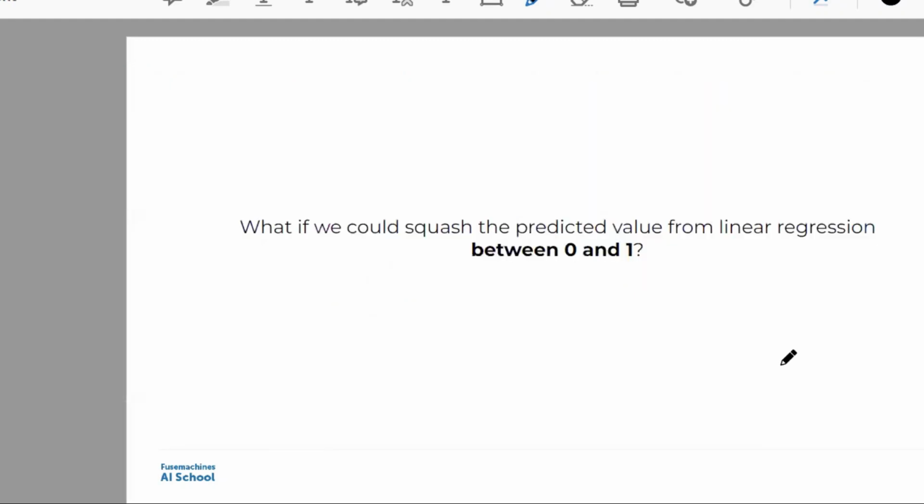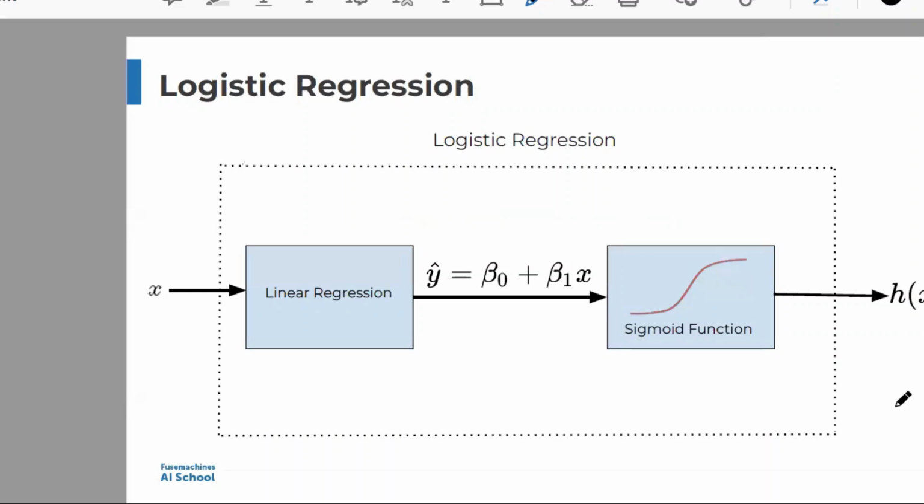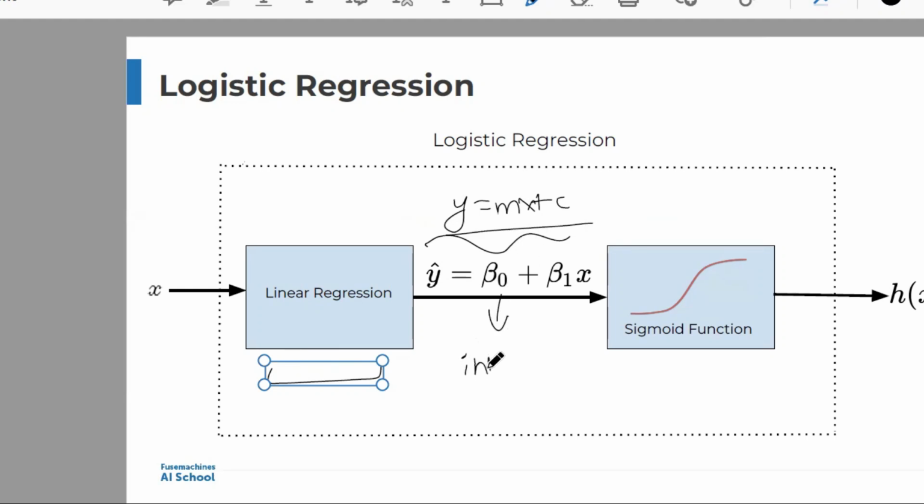Now, what if we could squash the predicted value from linear regression between 0 and 1? What I'm trying to do is convert the continuous values to values between 0 and 1. We are going to see exactly how it works. The output we get from linear regression has an equation very similar to y equal to mx plus c. Here this is the y-intercept, and this is the slope. So y equal to mx plus c, I have simply written as y equal to a plus bx, which is the same thing. Then we pass this to a sigmoid function, and the output we get is h of x.